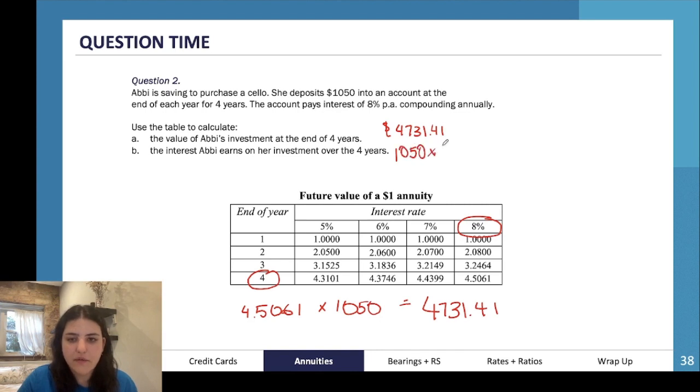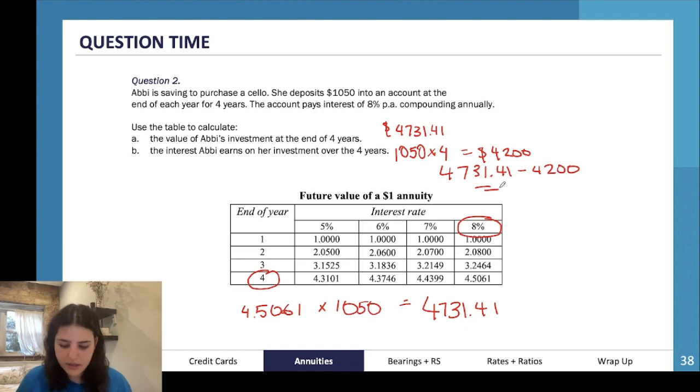The interest earned on the investment, we need to find out what is Abby's money originally. So 1,050 times 4 is $4,200. And we need to subtract that from 4,731.41 minus 4,200. And that would give us $531.41.